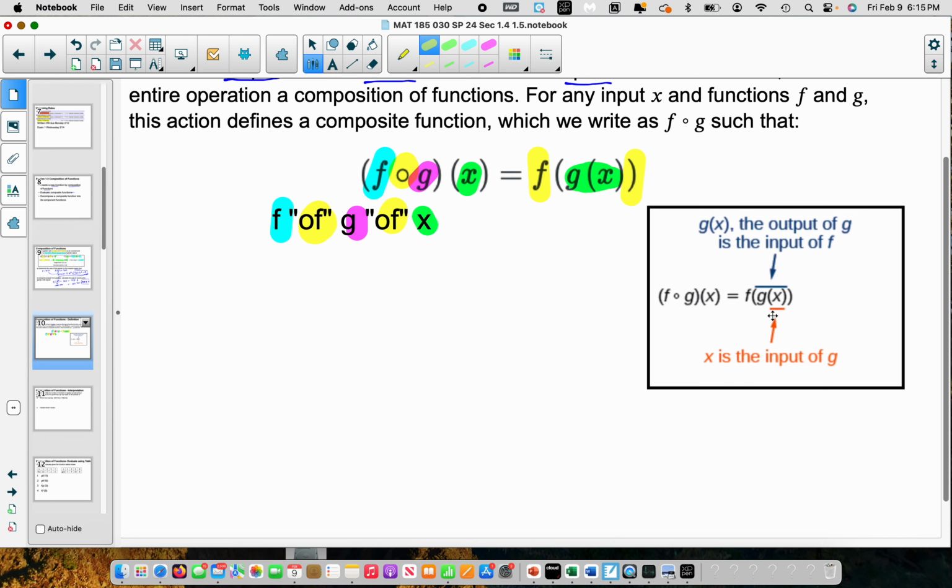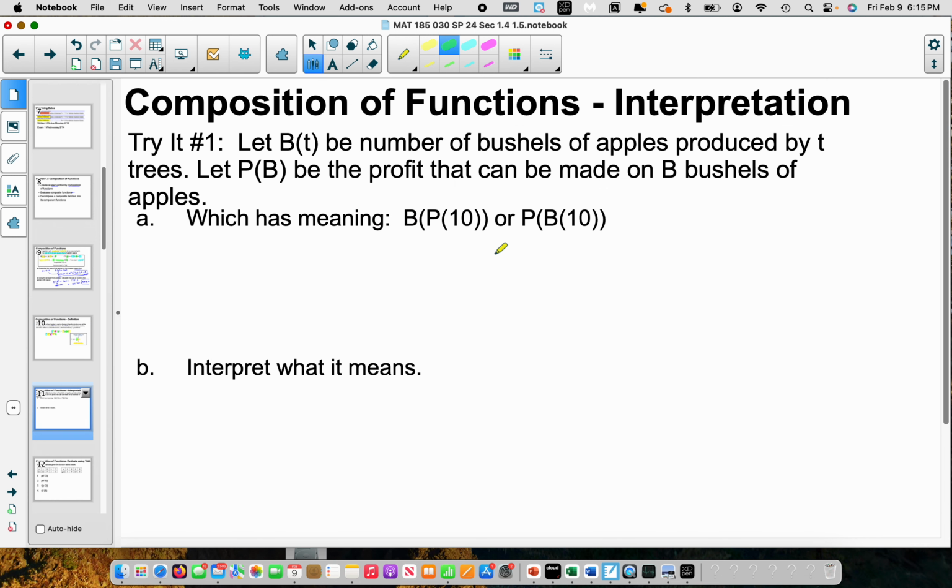Sometimes it's easier to think of it in terms of what my inside function is and what my outside function is. We always work from the inside out. So I evaluate my inside function at whatever this input is, and once I evaluate that, that becomes the input to my outside function. This will make more sense when we do an example.